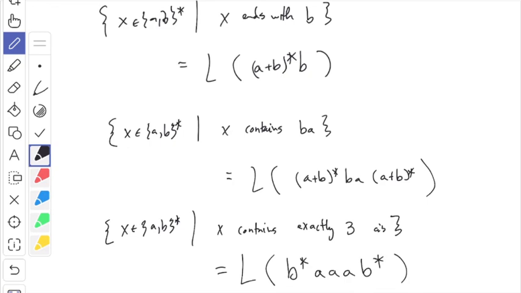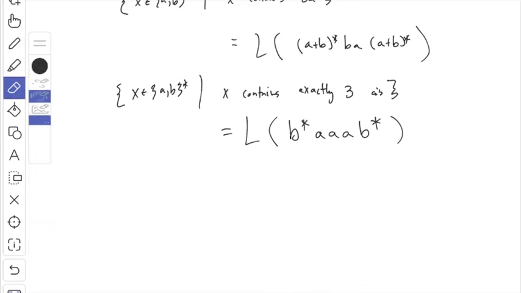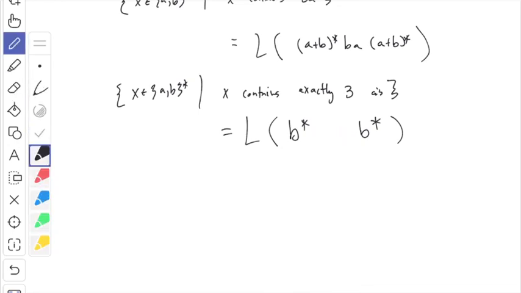This contains 3 A's, but actually this requires the A's to all be next to each other, which is not what I meant, although that's good also. This is 3 consecutive A's. How can we change this to make it 3 A's, but maybe not all next to each other? Yeah, put a B star in between each of those A's. So it's going to be B star A, B star A, B star A. All right, a little tricky, but that'll do it. It definitely has 3 A's, and it might have some other B's distributed in there anywhere. All right, excellent.